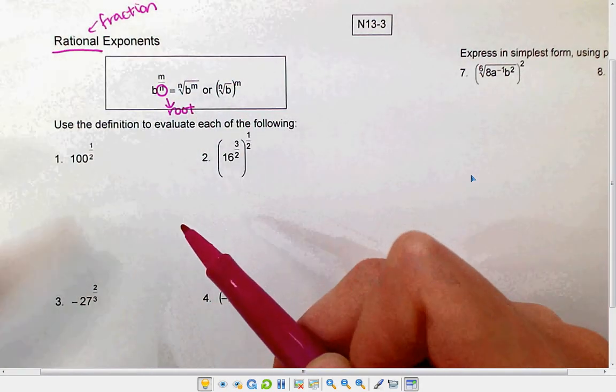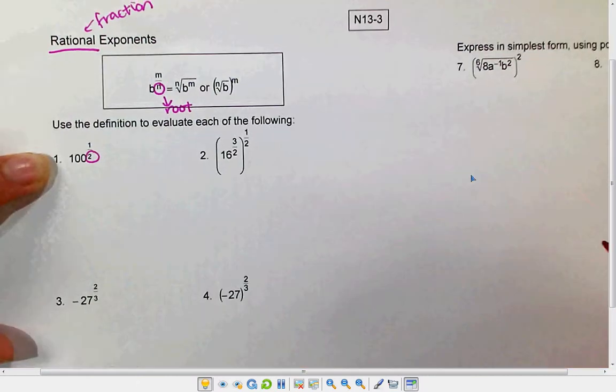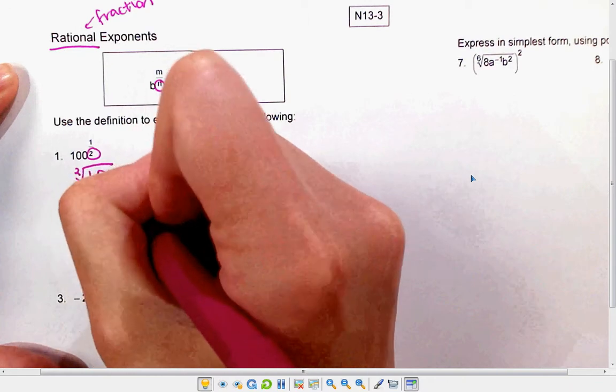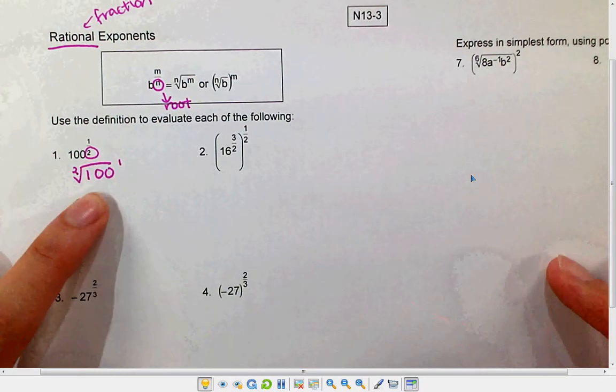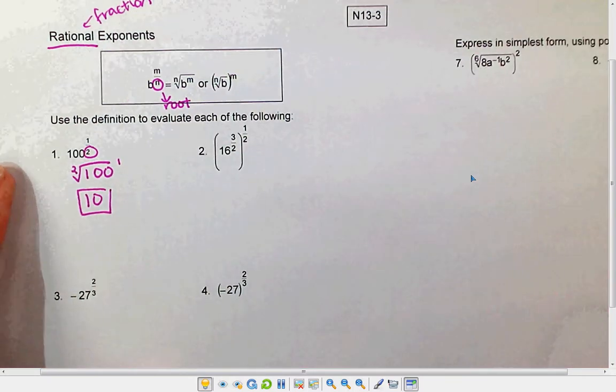So for example, if we look at number 1, this 2, which is the denominator of our fraction, is really going to be our square root. So we can rewrite this as the square root of 100 to the first power. Square root of 100 we know is 10, and so that's our final answer.